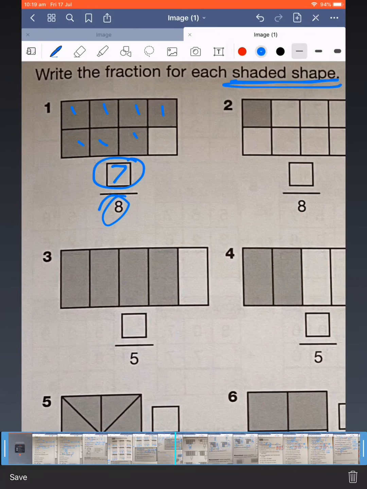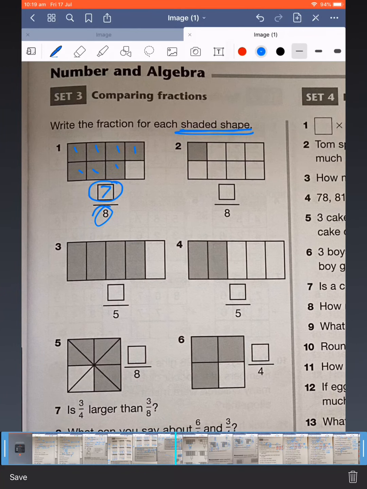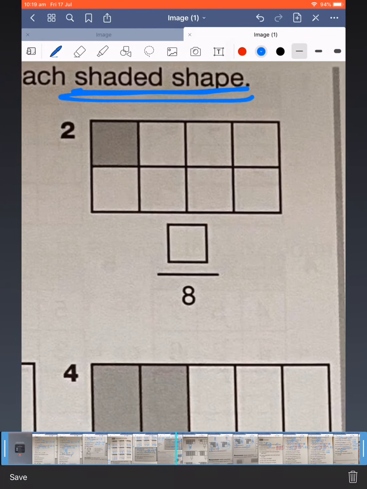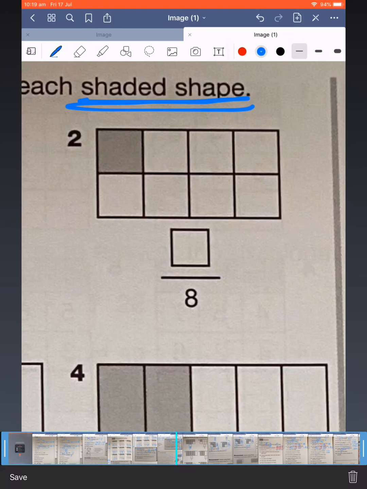Number 2, can you try to do this by yourself? Yep, so it's got 8 parts, like the other question. And this one is telling us how many shaded parts there are. Yeah, you just count. 1. Easy. 1/8. Good job.